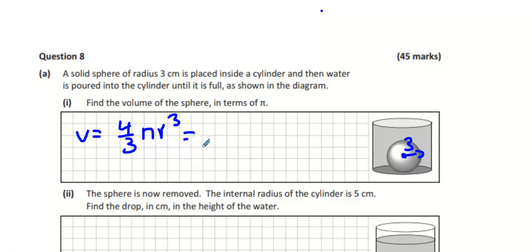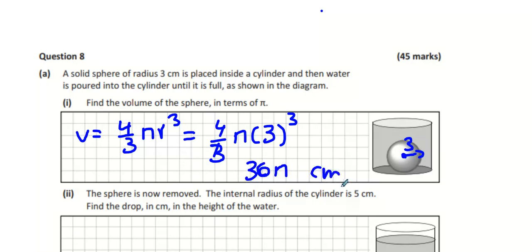Okay. Now all you're going to do next is just do four thirds pi, and what's our radius again? Right. Lob that in the calculator. What do we get? 36 pi centimeters cubed. Go with that.